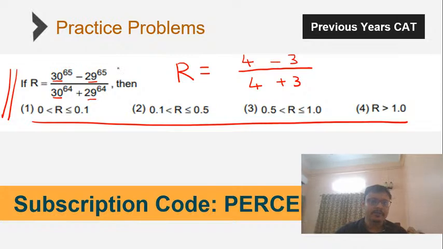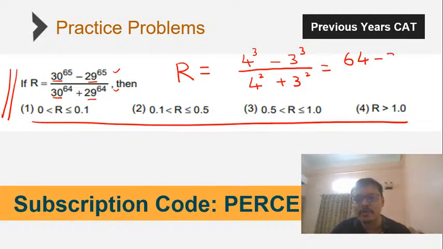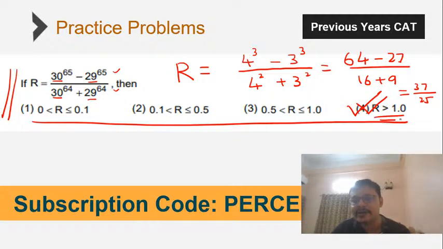What about the power? The power on the numerator is one more than the power on the denominator. So let's take the power of 3 in the numerator, power of 2 in the denominator. So what is the answer? 64 minus 27 by 16 plus 9. So that is equal to 37 by 25, which is greater than 1. So you could have immediately marked the answer as R greater than 1.